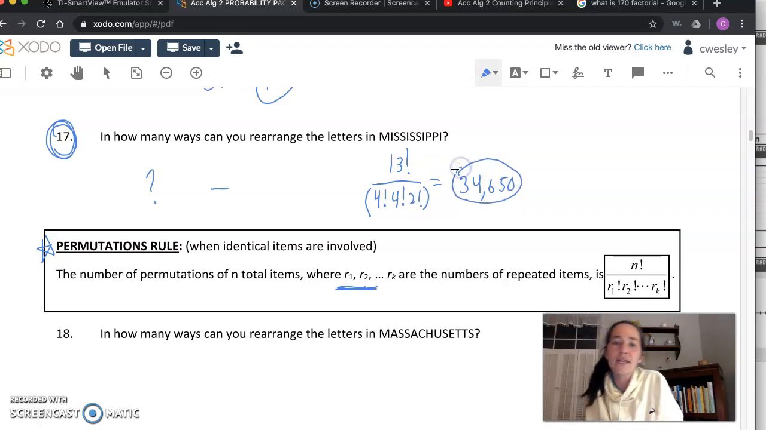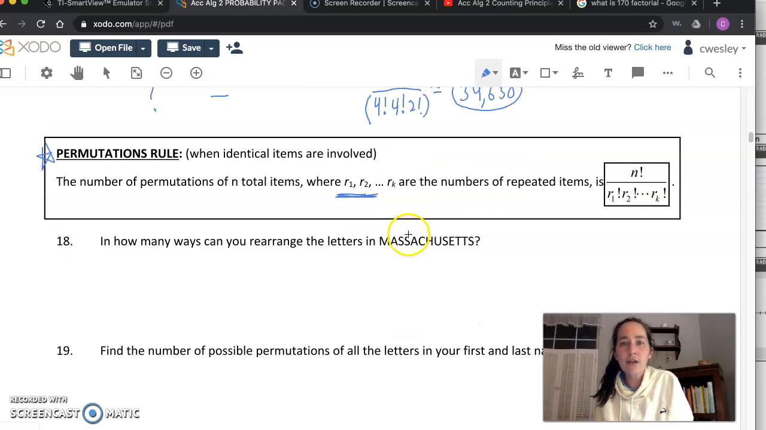Okay, let's test that out with Massachusetts. Try number 18 on your own. Pause the video. See if you can put the total number factorial up top and the repeats accounted for on the bottom. Then turn the video back on. Let's see if we match. All right, so here goes.